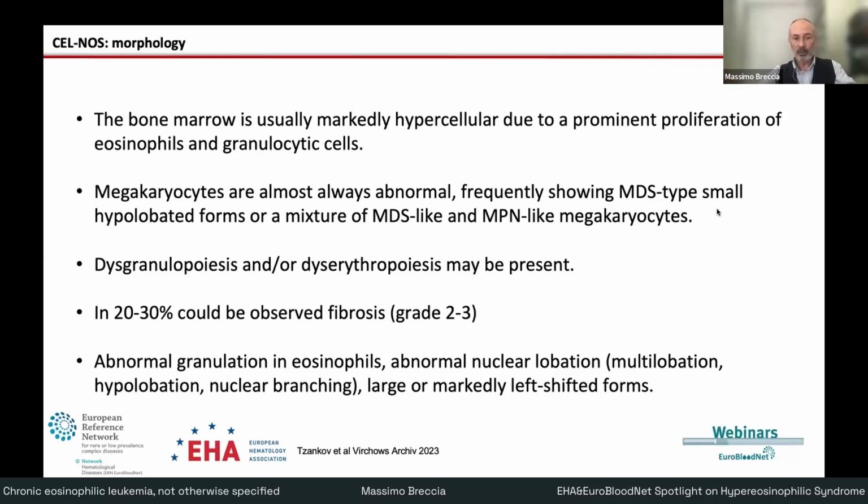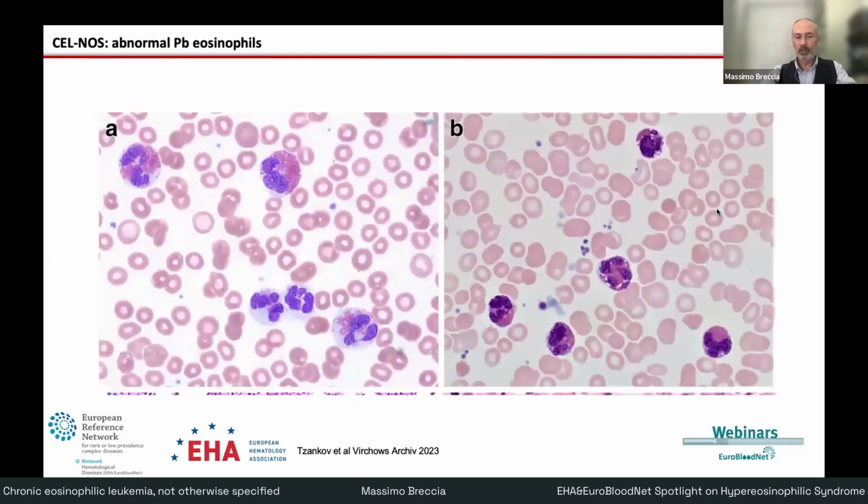But it's very important to look at the abnormalities in the eosinophils, not only in the bone marrow, but also in the peripheral blood, with abnormal granulation, abnormal nuclear lobation, so multilobated or hypolobated with nuclear branching, and larger, markedly left-shifted forms. I believe that is the first sign that we can detect in the peripheral blood, to allow the physicians to search for clonal, cytogenetic and molecular analysis. So this is an example, as you see here, with abnormal granulation and abnormal nuclei, such as that which is hypolobated, that we can observe in CEL-NOS.